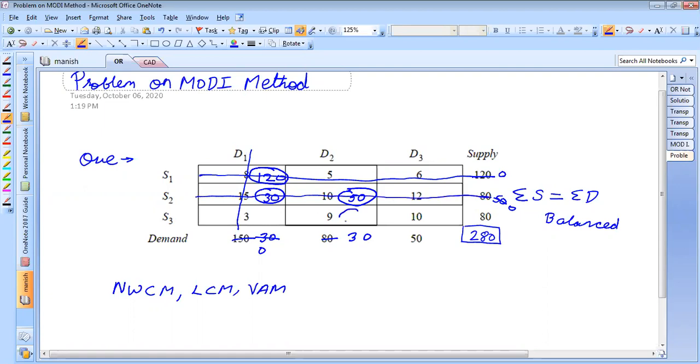Then the next will be made here. This will be 30, making this as 0, making this as 50. So this will get eliminated. The last will be here, that is 50, 50, 0, 0. Any doubts?